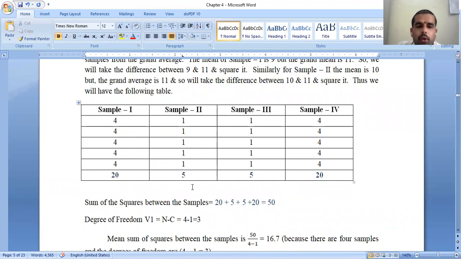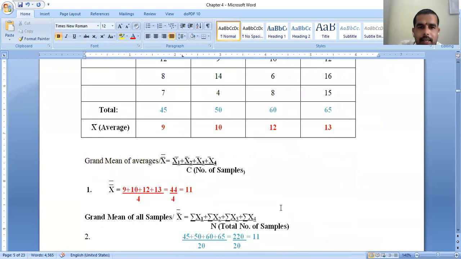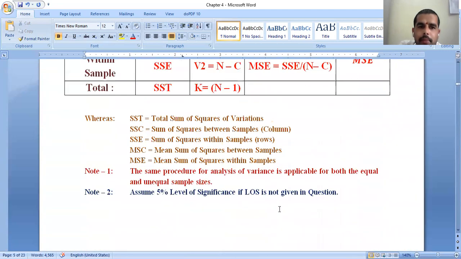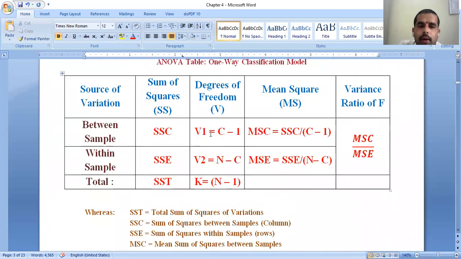We are going to do the addition. Sum of squares between samples is equal to 20 plus 5 plus 5 plus 20, which equals 50. SSC is equal to 50 here. After getting the SSC value between samples, in the between samples step, the degrees of freedom is V1 equals C minus 1. After getting the sum of squares, go for the degrees of freedom. After getting degrees of freedom, go for mean squares. After getting mean squares, go for within samples.